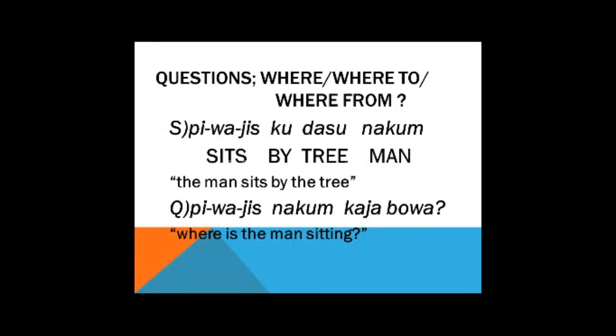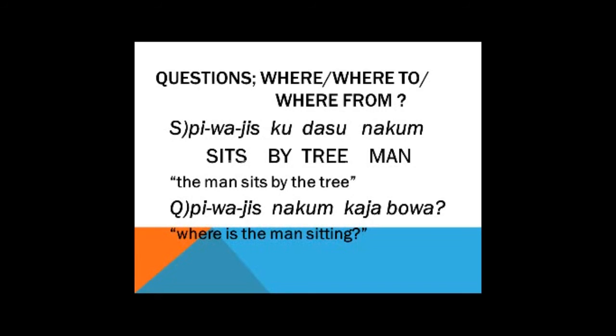Now let's look at where to, and where from. Let's begin with where, so we're talking about position. Here's a statement, Pious kurasu nakum. Kurasu means by the tree. So Pious refers to sitting, so Pious kurasu nakum, the man sits by the tree.